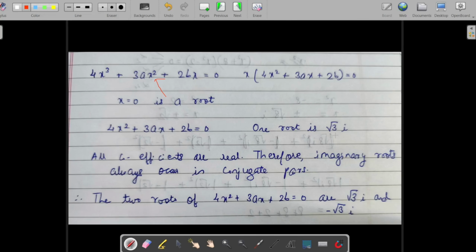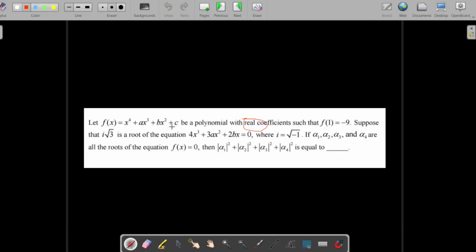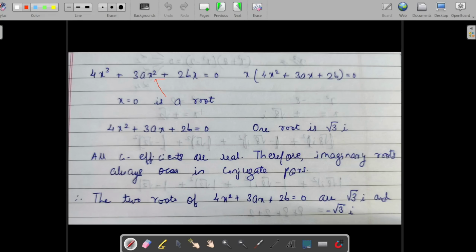Now one root is root 3 iota, and they have said that this is a polynomial with real coefficients. So a, b and c are all real. Here also 4, 3a and 2b will be real. Now one of the very basics of any quadratic equation is that if the coefficients are real and one root is imaginary, then the other root has to be its conjugate because imaginary roots always occur in conjugate pairs.